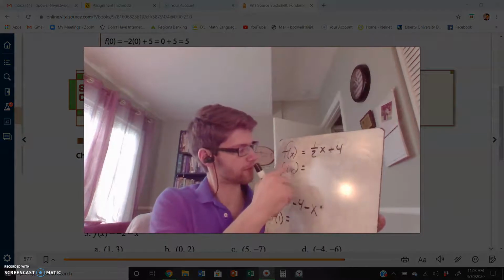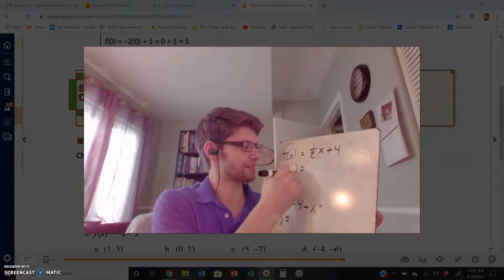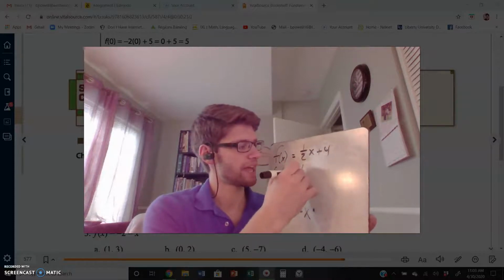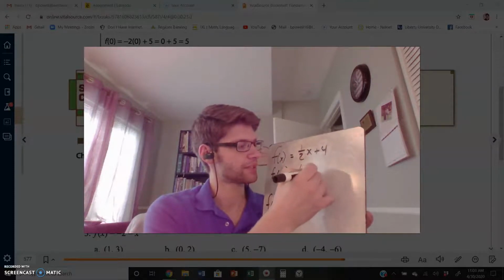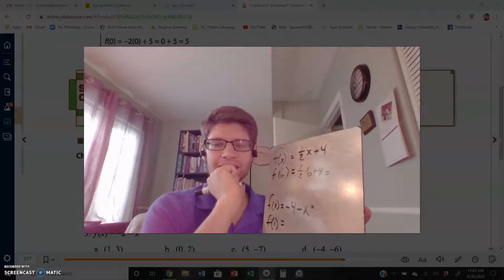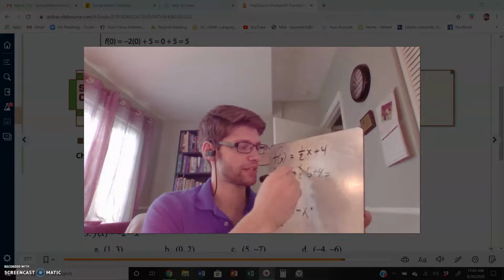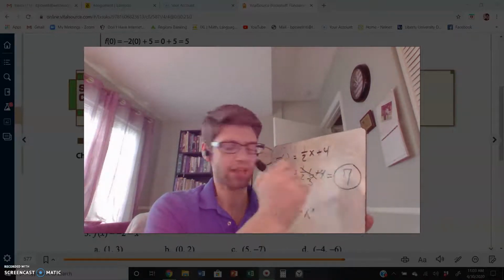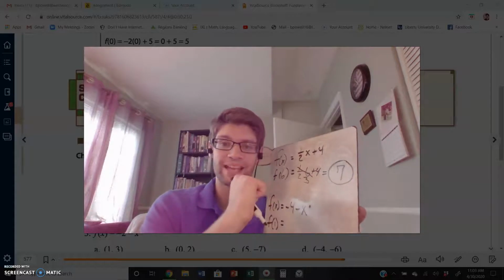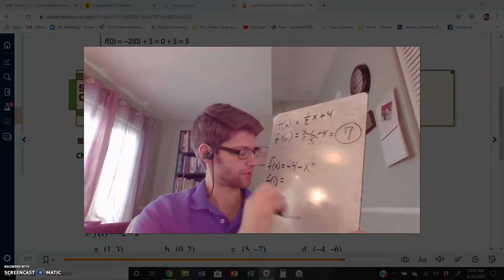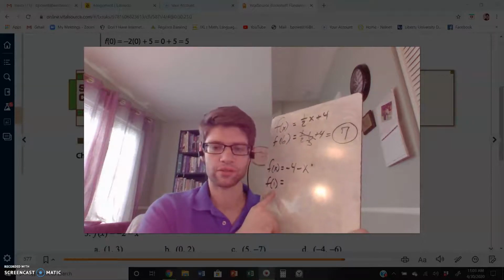We first plug the 6 wherever we see an x. So it is 1/2 times 6 plus 4. 1/2 times 6 is 3. Take half of 6, you get 3. So 3 plus 4 is 7. You should have an answer of 7. Hopefully you do. The next problem says find f of x.